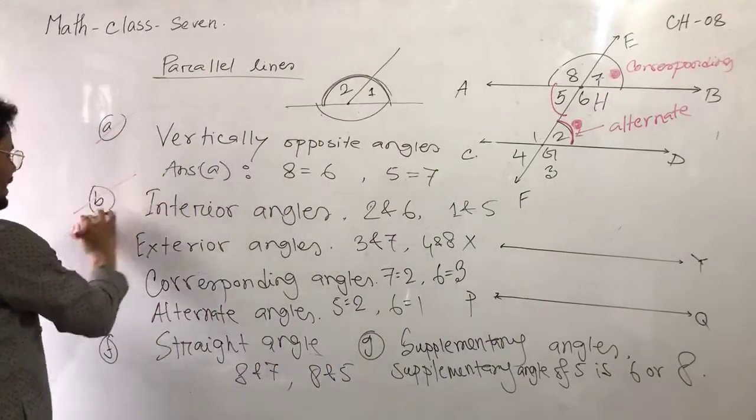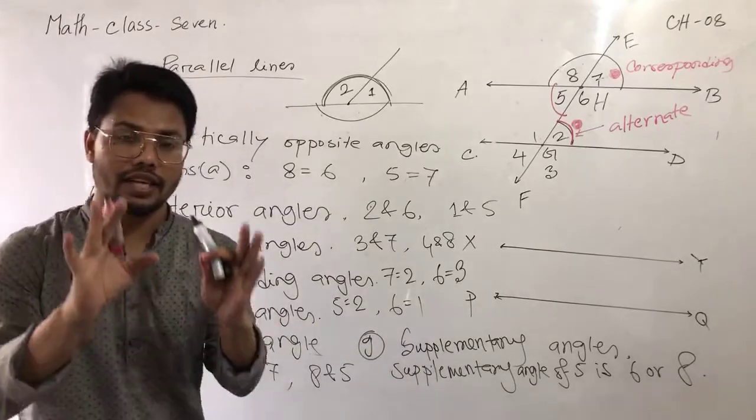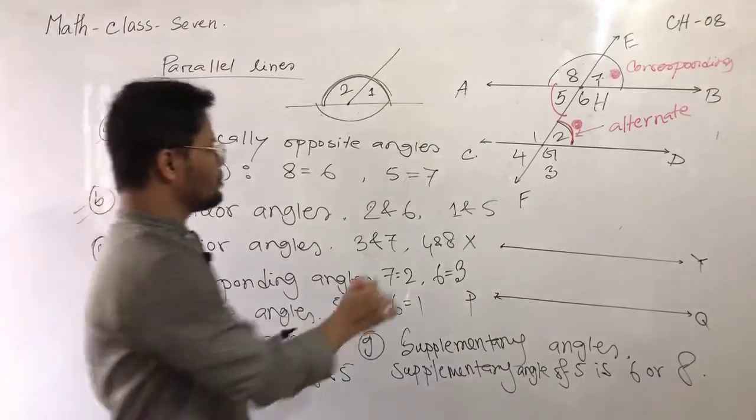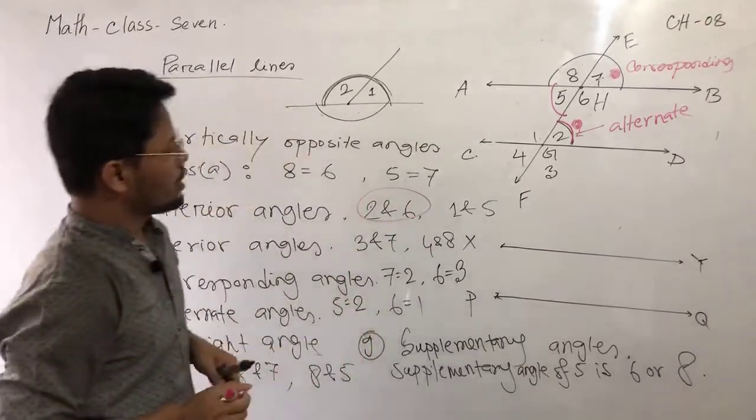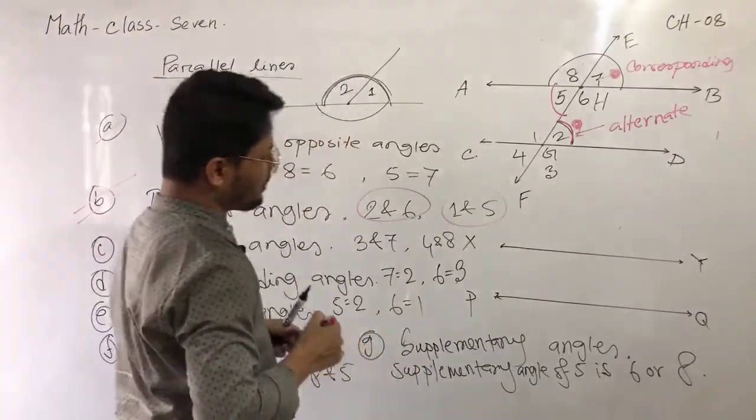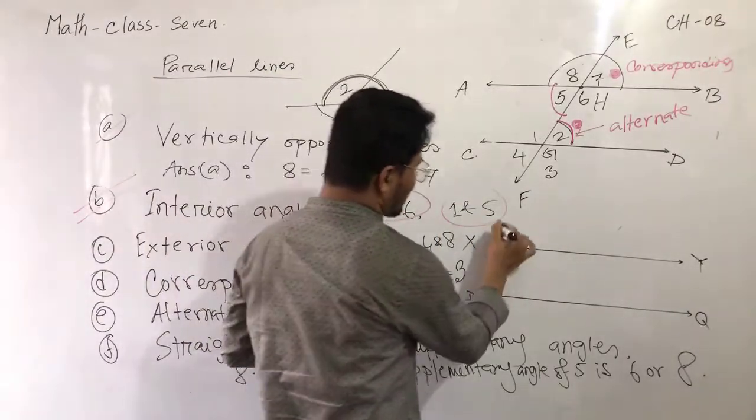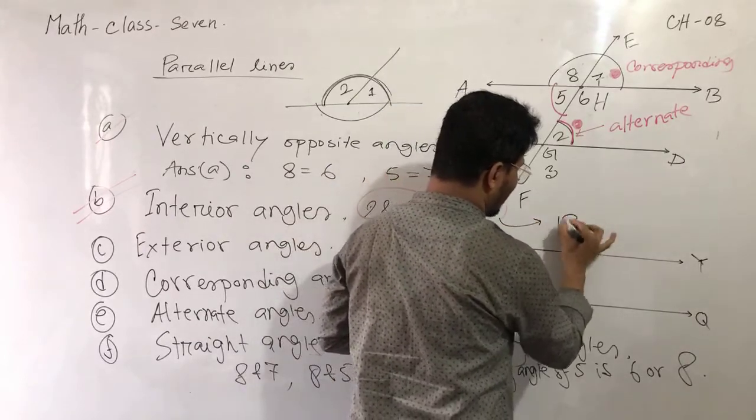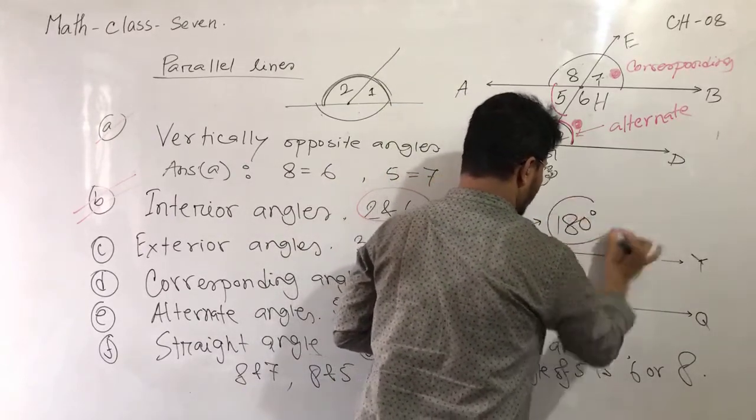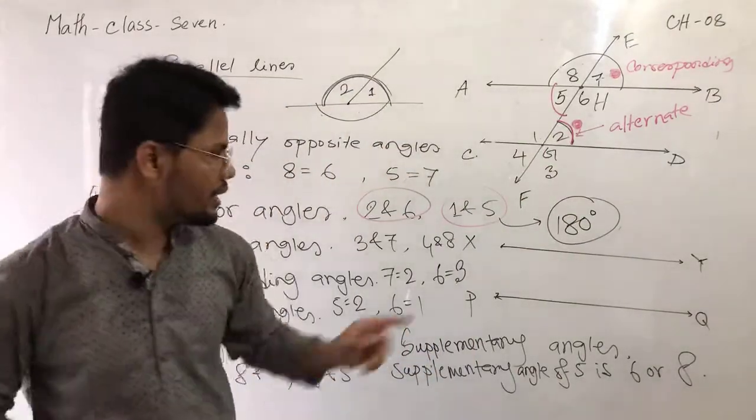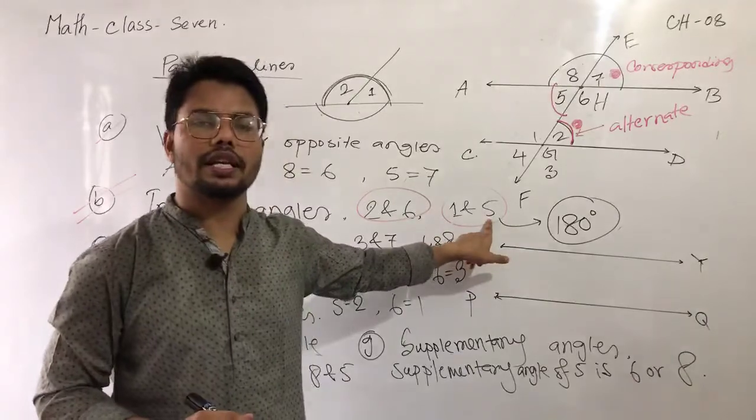Now, interior angles. My dear students, give attention now. There is a magic between two interior angles, like 2 and 6, 1 and 5. Give attention, their sum will be 180 degrees. In interior angles, the sum of the two interior angles on parallel lines will be 180 degrees.